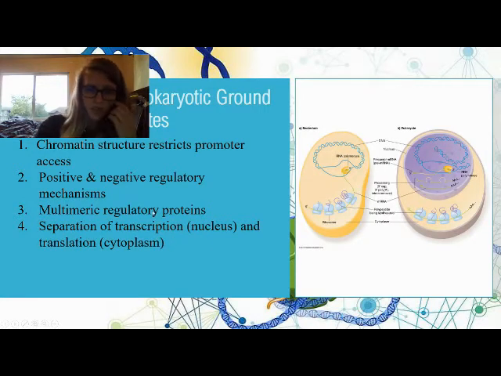And the fourth difference is the separation of transcription, which happens for eukaryotes in the nucleus like we know, and translation happens in the cytoplasm. On the right hand side I've shown the different cells, and you can see in the bacterium as it's being transcribed, it's also being translated into proteins, whereas in the eukaryotic cell they're clearly separate, right? Because transcription happens in the nucleus and translation happens in the cytoplasm. And this helps for better regulation in eukaryotic cells.